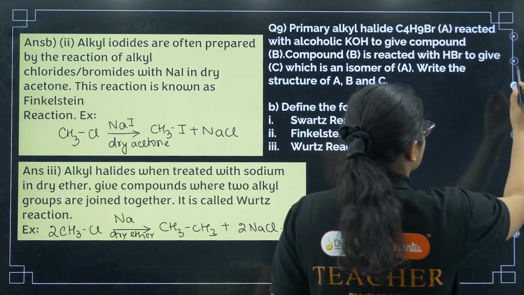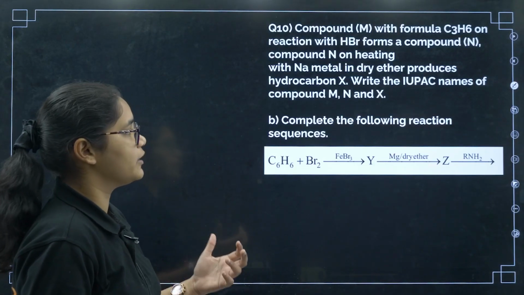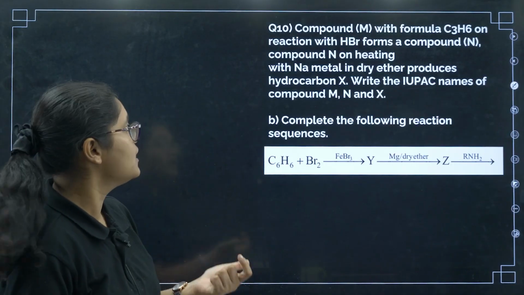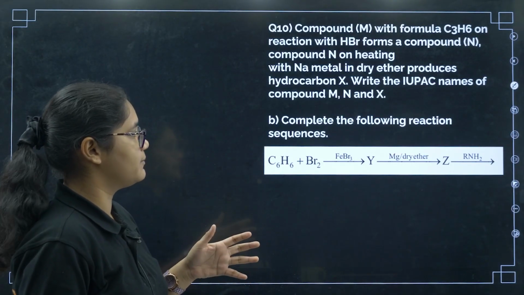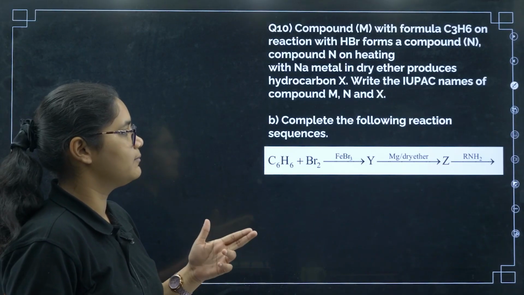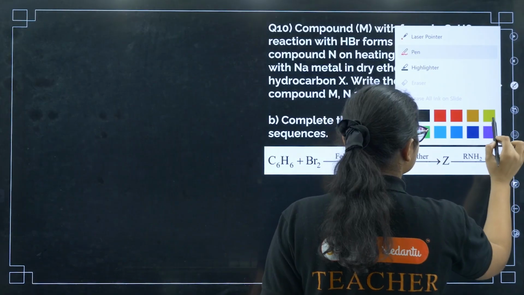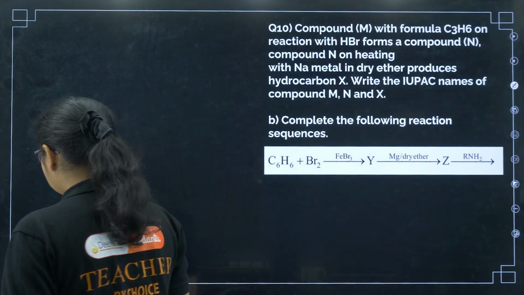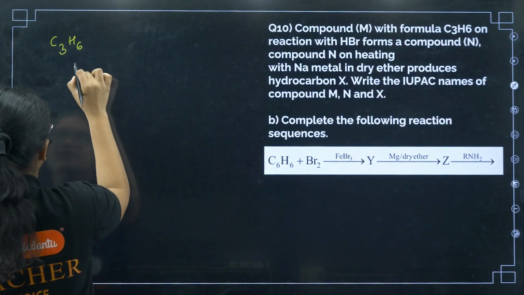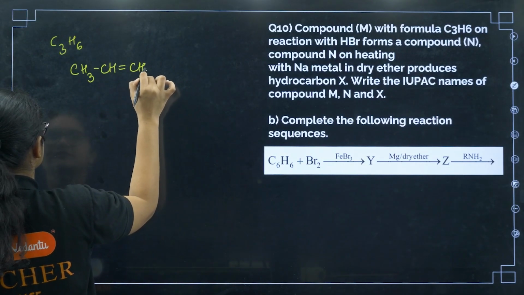Now we'll see question number 10. Compound M with formula C3H6 on reaction with HBr forms a compound N, and N on heating with sodium metal in dry ether produces X. Write the IUPAC names of M, N and X. So we have C3H6, for example, which is CH3, CH double bond CH2.